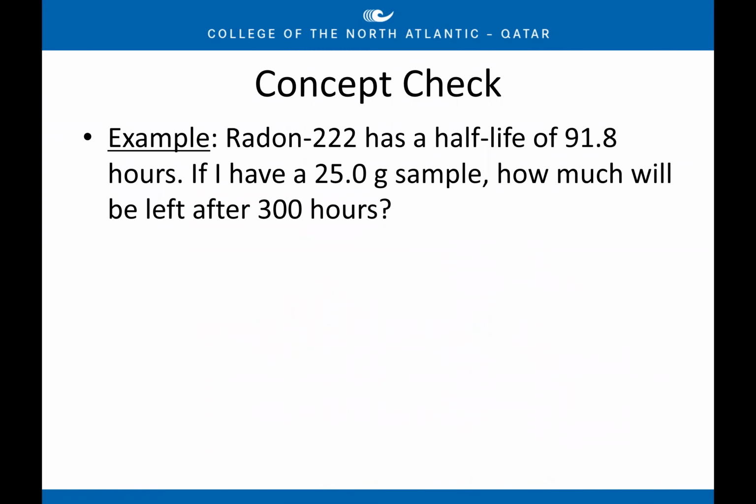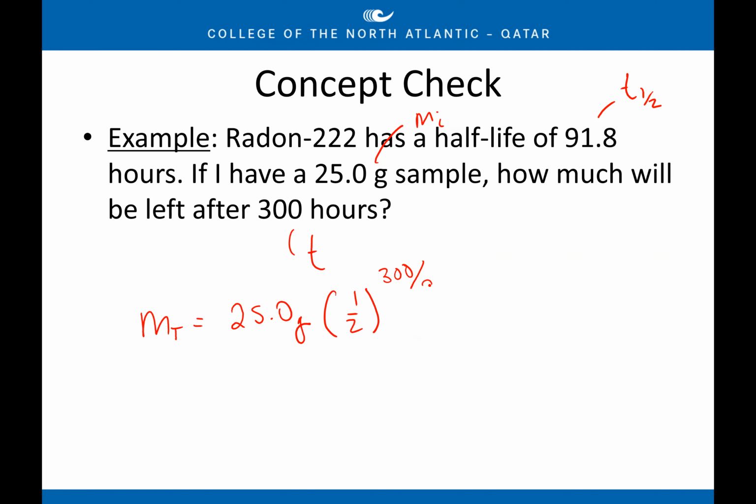Radon has a half-life of 91.8 hours. If I have a 25 gram sample, how much will be left after 300 hours? Okay, let's make a list here. This is my half-life. This is my time. This is my initial mass. So my mass after that time would be 25.0 grams multiplied by 1/2 raised to the power of 300 hours divided by 91.8. And you would get your answer.